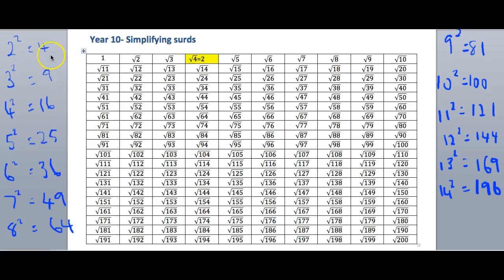So we've already done the square root of 4, so the square root of 9 is here. The square root of 9 is 3. You can also write this on your table. The next one is 16, which is 4. Then 25. And you get the hang of it.